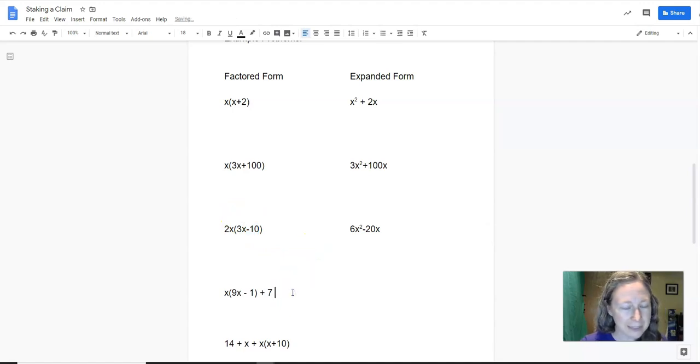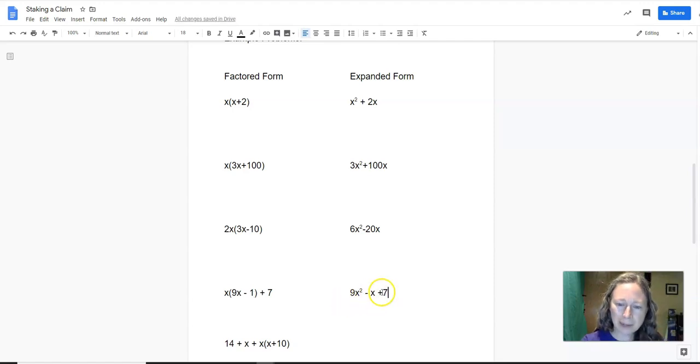Okay, next one. This is going to be a multi-step problem because there's an extra term here, so we're going to have to simplify when we're done. X times 9x will be 9x squared. X times minus 1 would be negative 1x. You don't need to write the 1. If there's only one x, you can just say minus x. And then you would keep the plus 7.